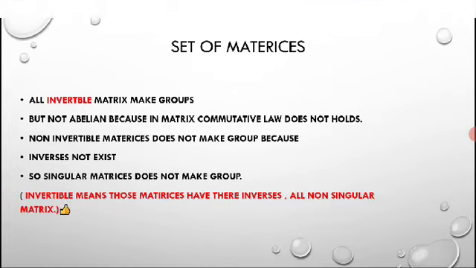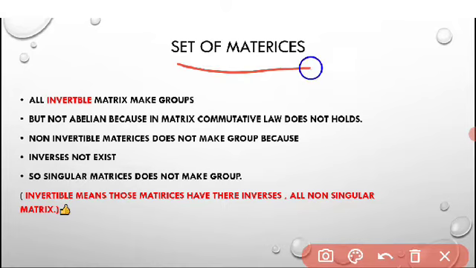So this is the set of matrices. You know that all invertible matrices make groups. Why invertible? We know that invertible matrices have their inverses, while non-invertible matrices do not have inverses. That's why they do not make groups. So here there are two conditions in matrices. One, the matrix should be invertible, and second, it is not abelian, because the commutative law does not hold.